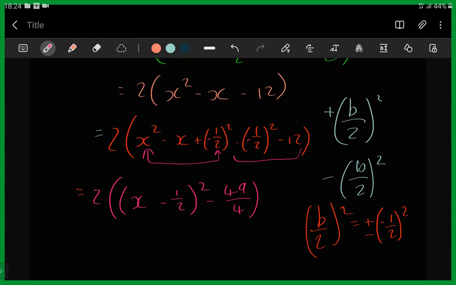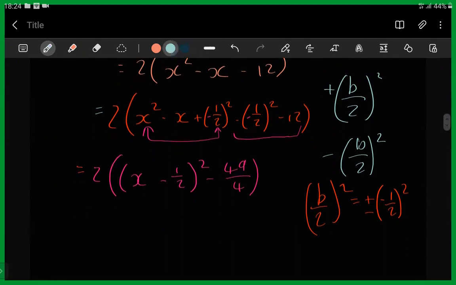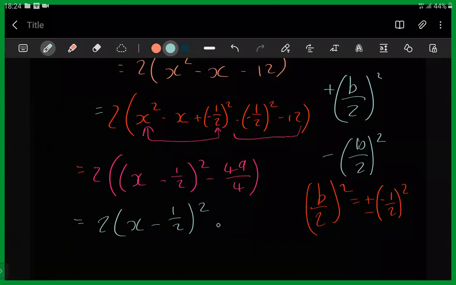Oh, so when we do the inverse of this method, it's just me multiplying and distributing. Yes, but here we're not done. For you to be done, you have to multiply the 2 with this bracket. So you have the 2 outside the bracket like that, and then 2 times this number here gives you 49/2, like that. Okay, I got it.